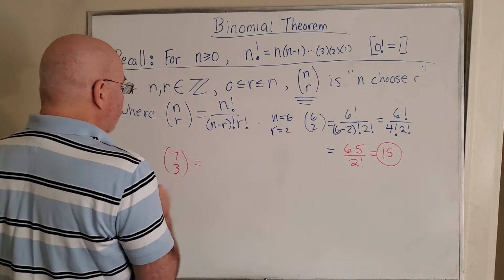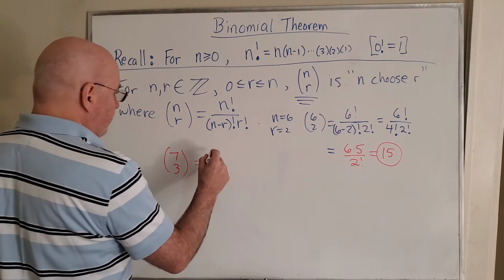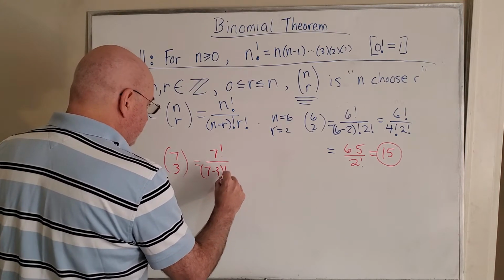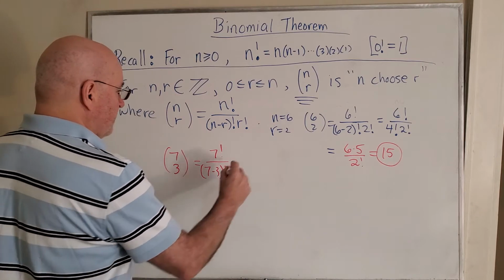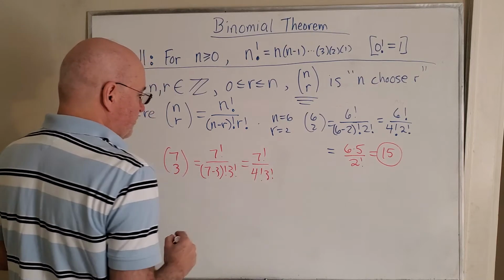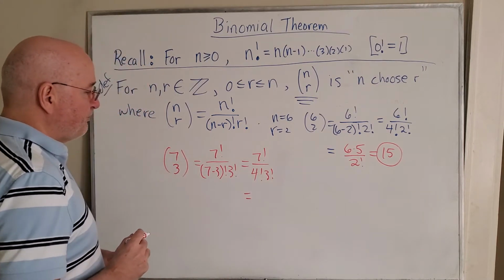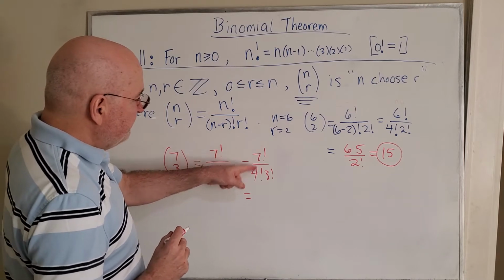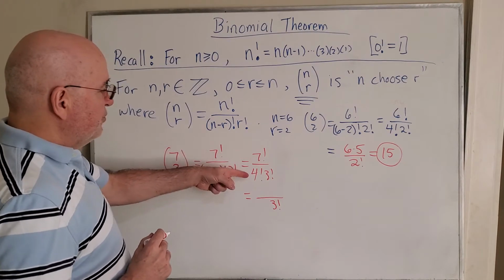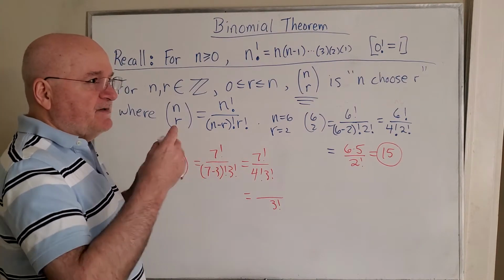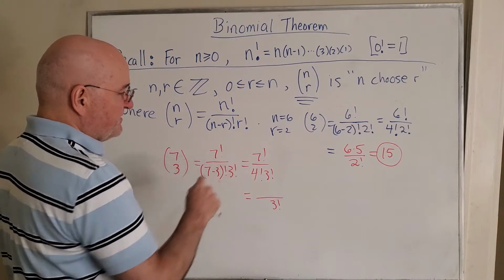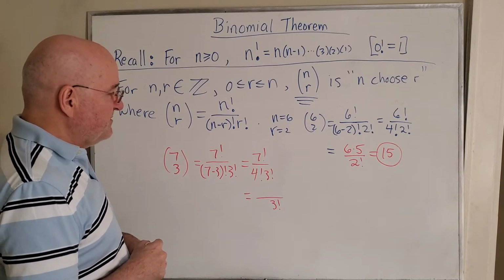So this is equal to, by the formula, n is 7 and r is 3. So it's 7 factorial over 7 minus 3 factorial, 3 factorial, which is 7 factorial over 4 factorial, 3 factorial. I'll leave the 3 factorial where it is for the time being. 7 factorial over 4 factorial: 7 is 7 times 6 times 5 times 4 factorial, which would cancel with this 4 factorial. So on top, that leaves me 7 times 6 times 5.